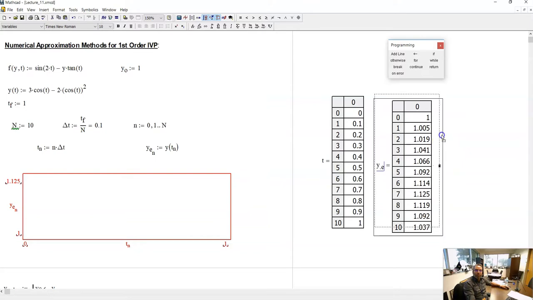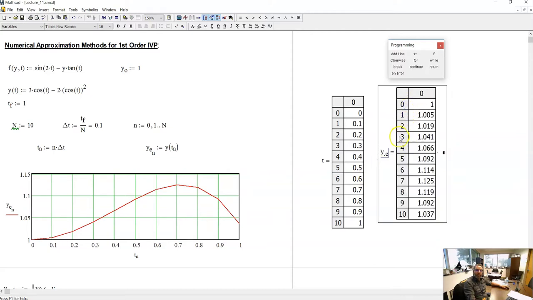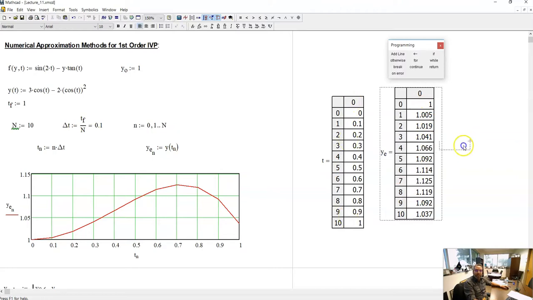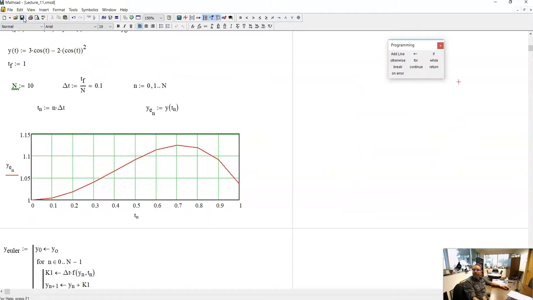So y_e is also a vector or an array that is indexed by 11 values from 0 to 10. That has values 1, 1.005. That is technically the exact solution evaluated at these 11 values. Okay, starting with 1, which is the initial condition. Obviously, this exact solution not only has to satisfy the governing equation, but it also has to satisfy the initial condition. All right. Let me save this.